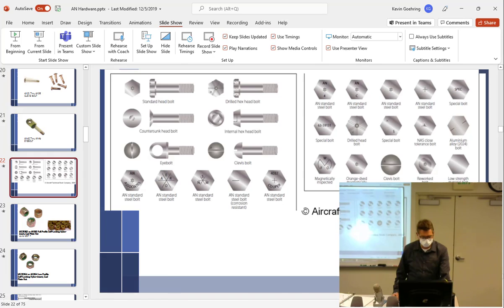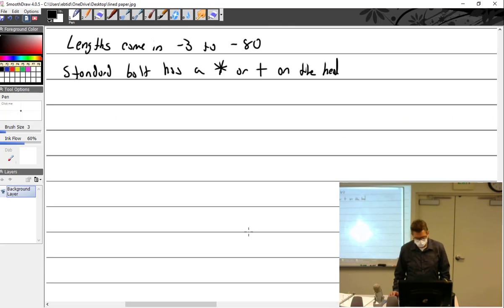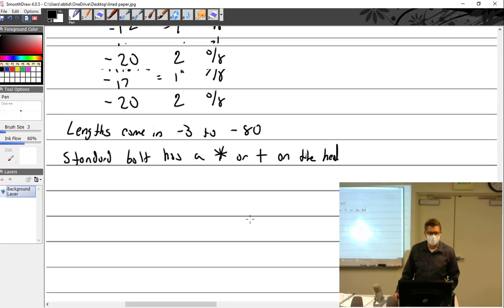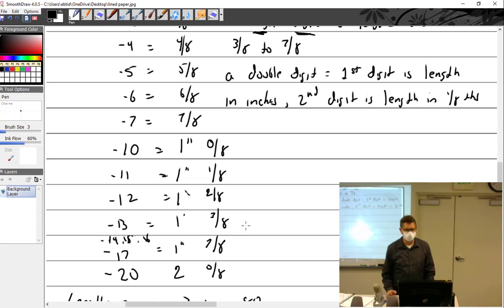All right, what do we got here? Standard bolts, lengths. I got that. We have to write down everything. Second digit is lengths in 1/8 inch increments.